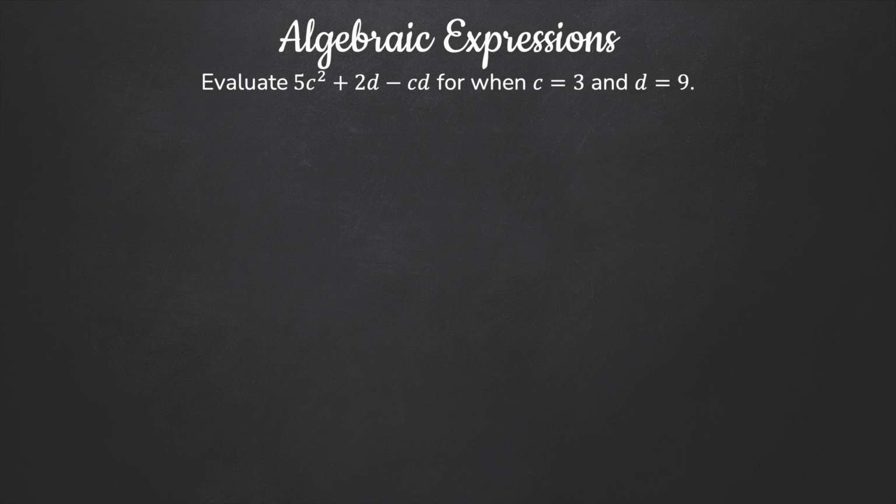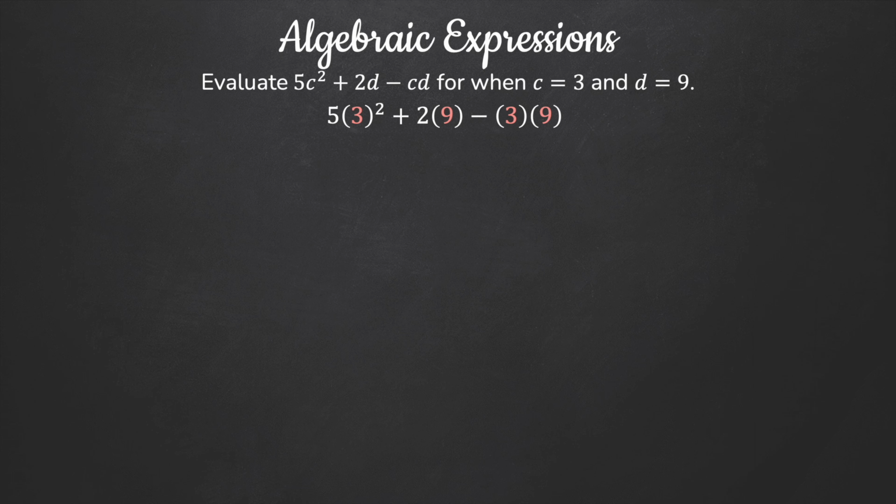Here we're going to evaluate 5c² + 2d − cd for when c is equal to 3 and d is equal to 9. The first thing we need to do here is substitute our variables for their known values. That means we're going to substitute c for 3 and d for 9. So now we have 5 times 3 squared plus 2 times 9 minus 3 times 9.